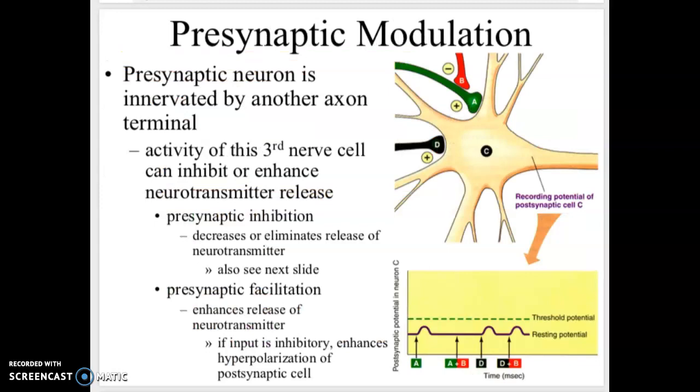Presynaptic modulation is basically the addition of a third neuron right at that synapse. There's a third nerve cell. The third nerve cell can either inhibit or enhance neurotransmitter release. So with presynaptic inhibition, the third cell decreases or eliminates release of neurotransmitter. Presynaptic facilitation, it enhances the release of the neurotransmitter.